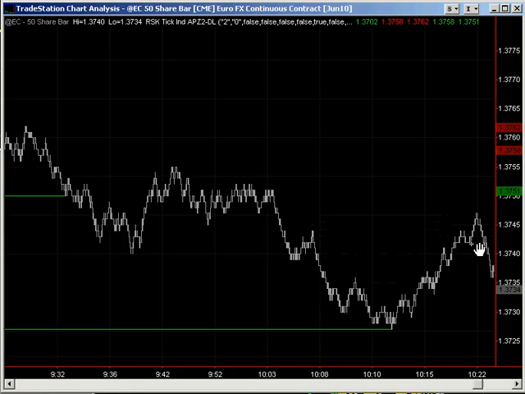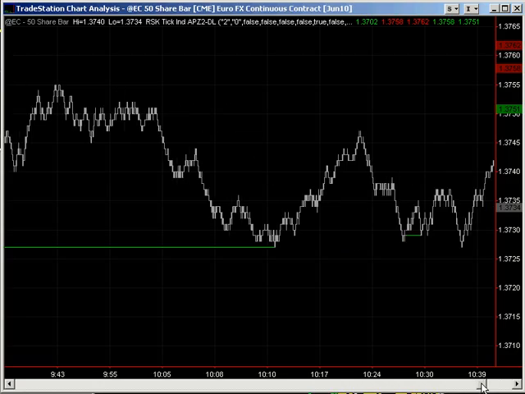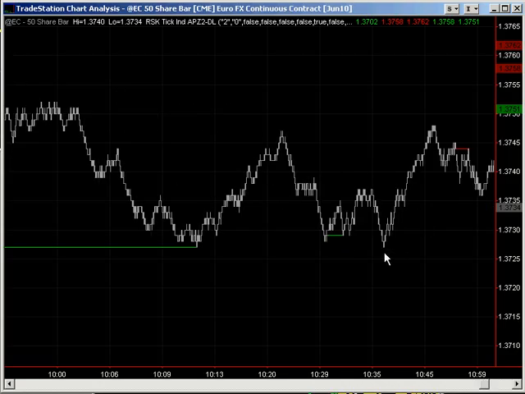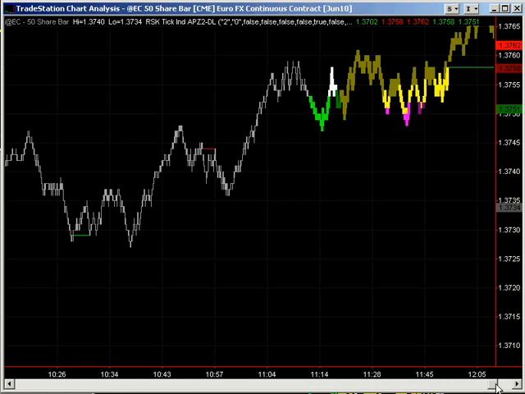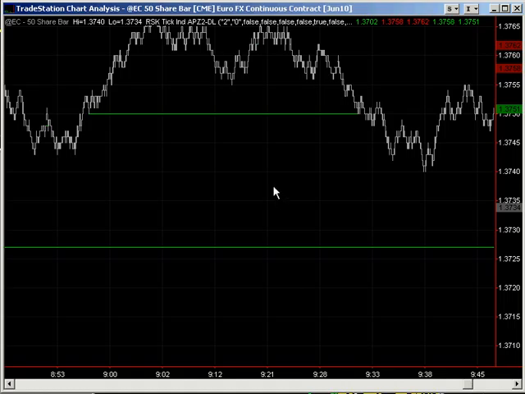Let me expand that so you can see it. Notice it gets filled right here. And what happens? That price is once again tested here, and then the market rallies. Amazing. Here's another interesting gap fill.